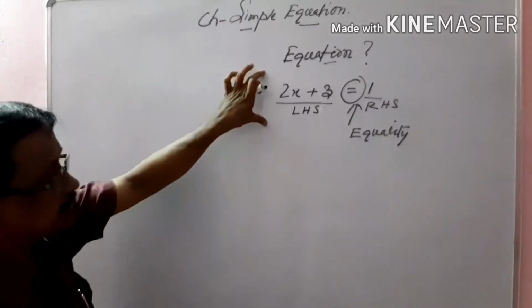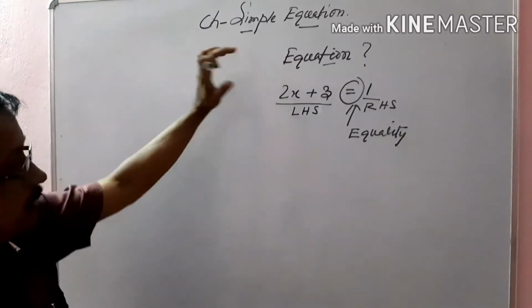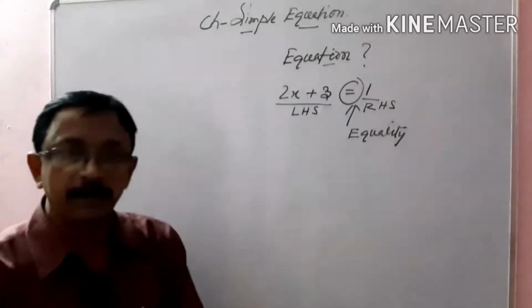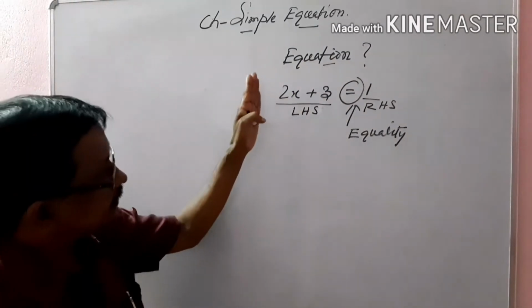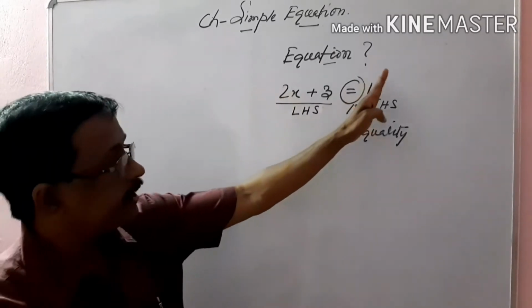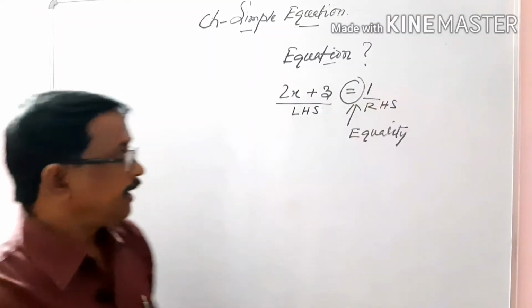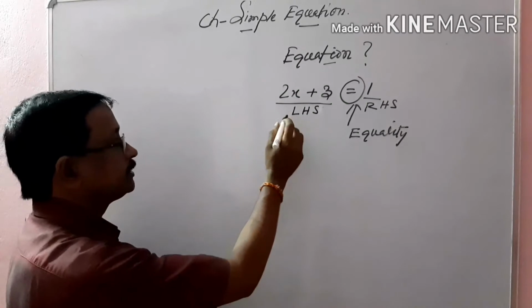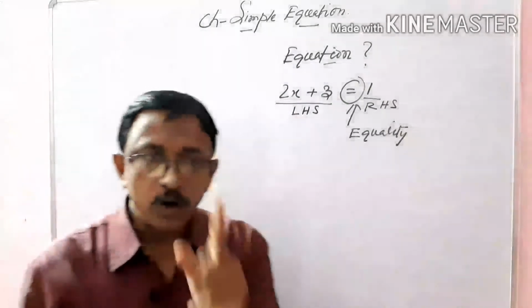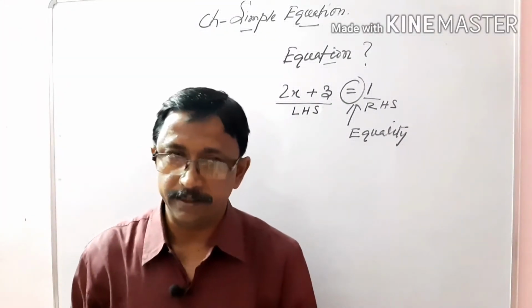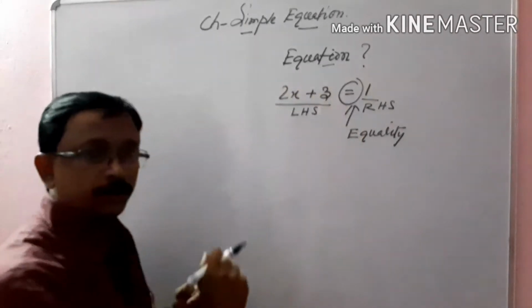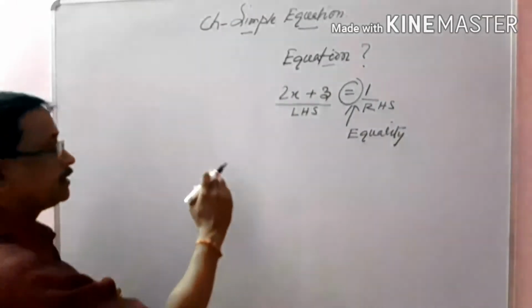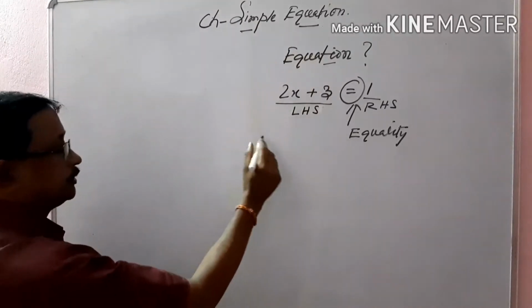So some conditions are there. What are the conditions of an equation? First condition, an equation must have an equal sign. Another thing, the value of the left hand side and right hand side must be equal. And one more condition, at least one variable must be there. Okay, at least one. It may be on the left hand side, it may be on the right hand side. Okay, so these are the conditions of an equation.